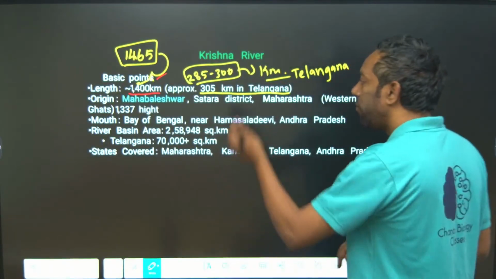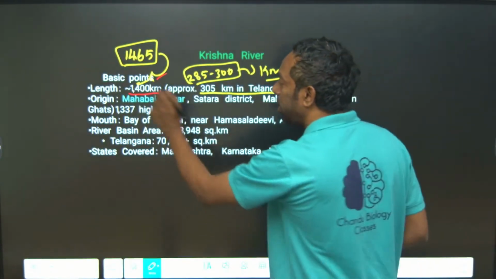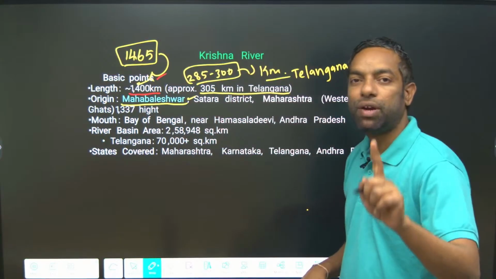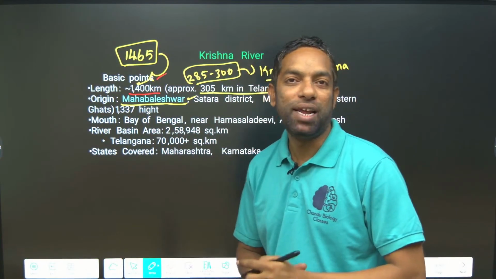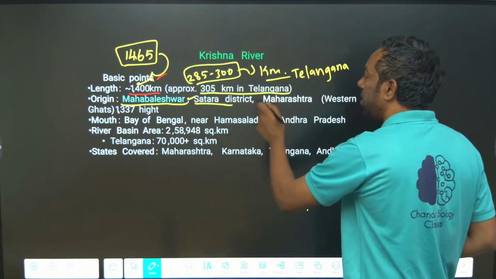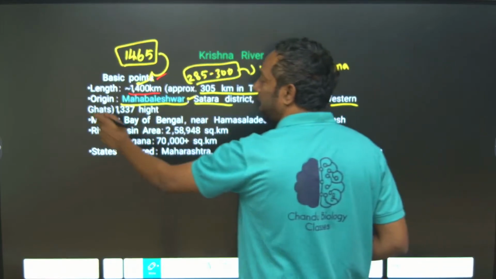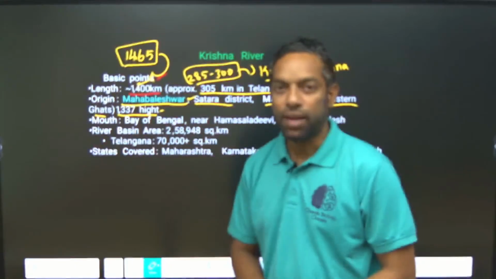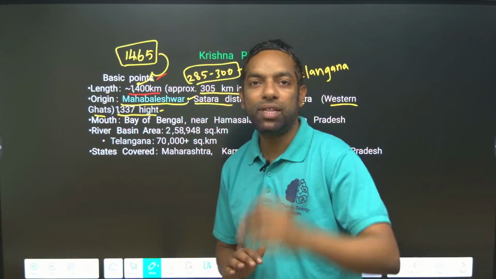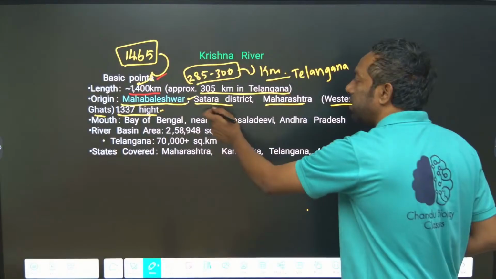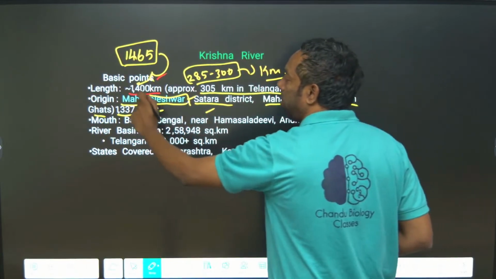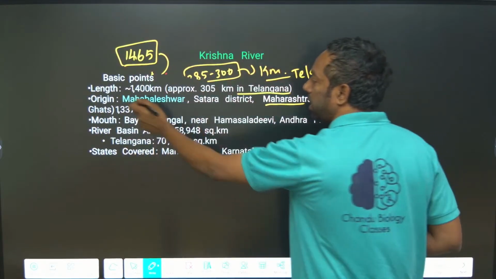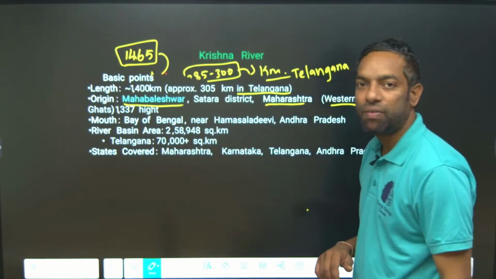Where does it originate? This is the keyword for TSPSC: Mahabaleshwar. The Krishna River originates at Mahabaleshwar, in Satara district, Maharashtra, in the Western Ghats, at an elevation of 1337 meters above sea level. Mahabaleshwar is the place where the Krishna River originates. This is the keyword for the exam.